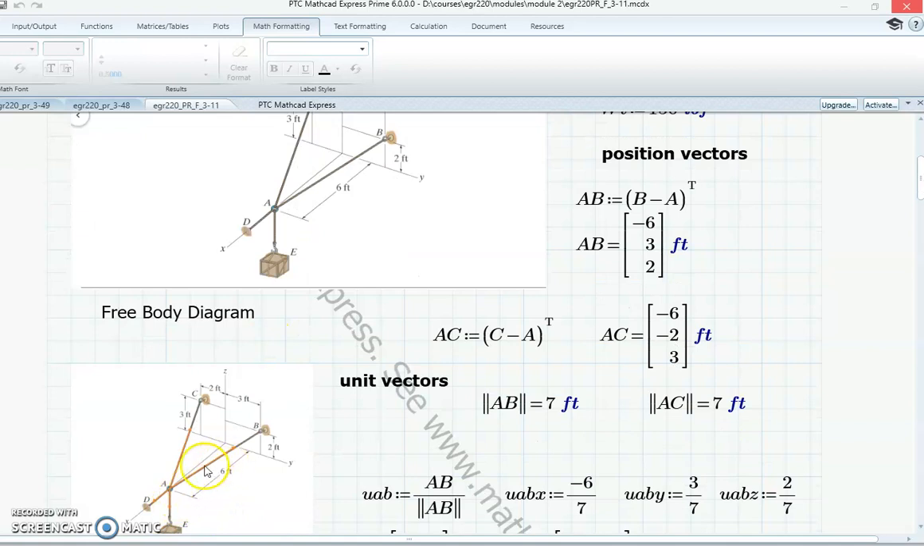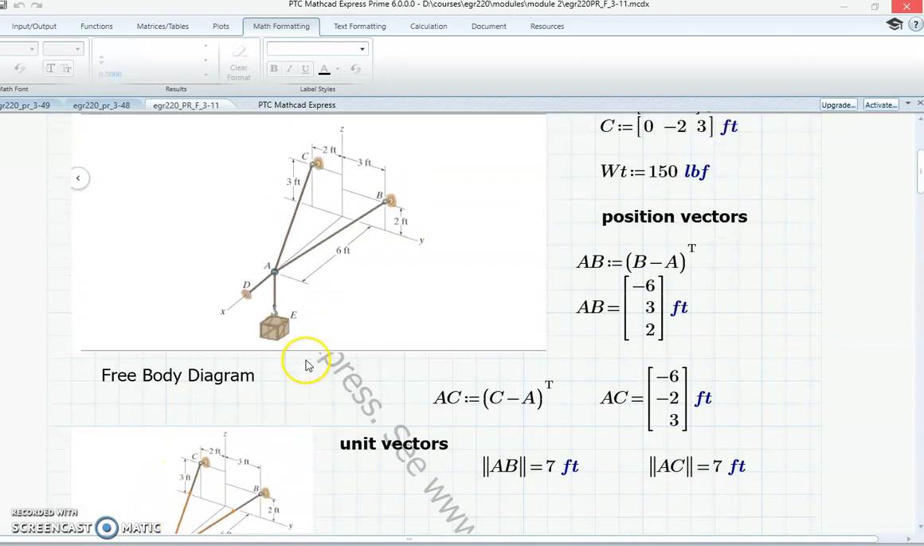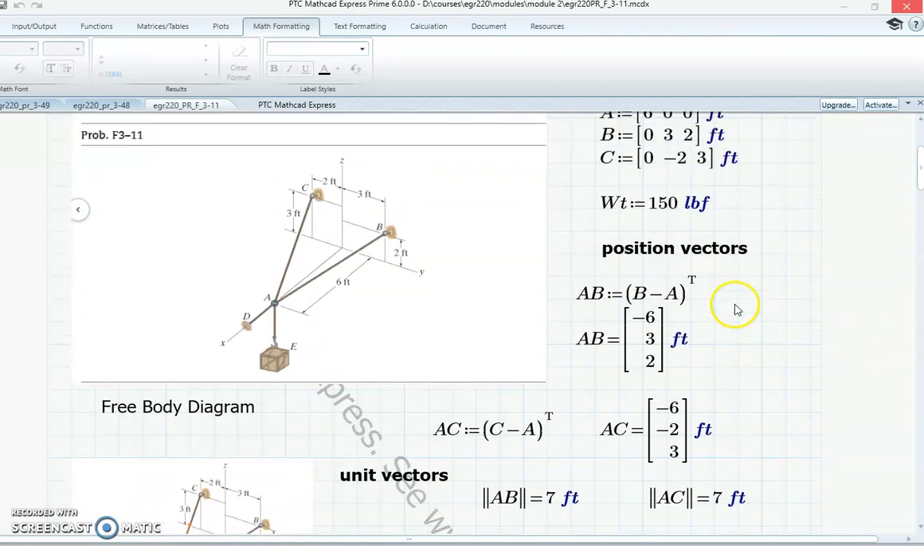Here's my free body diagram. I've kind of put it here on top of it. You can see I'm going from A to B, A to C, A to D, and then my weight's down here. So what we're going to do is write our position vectors, A to B, final minus initial. I have to do transpose in MathCAD.